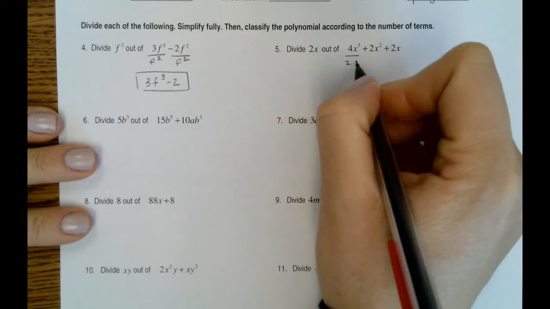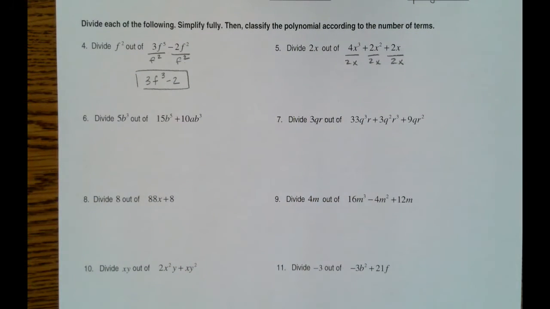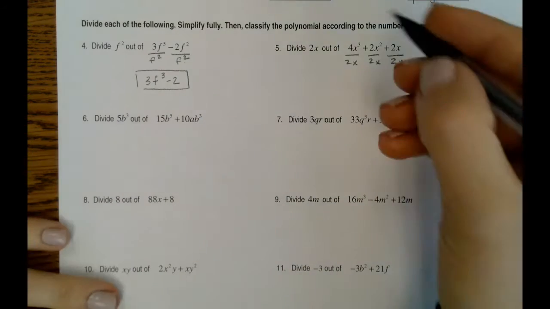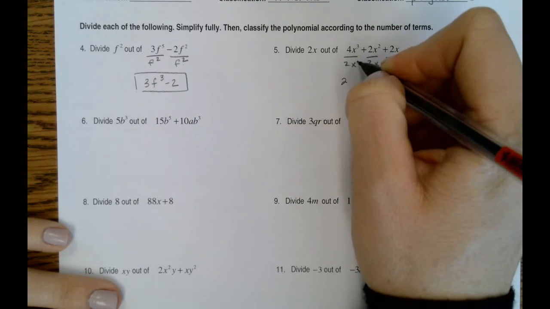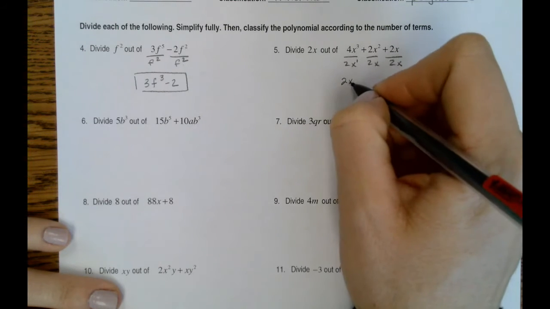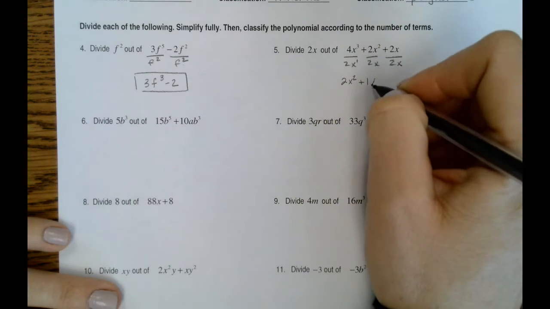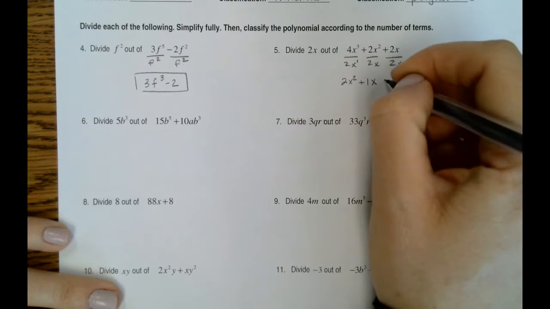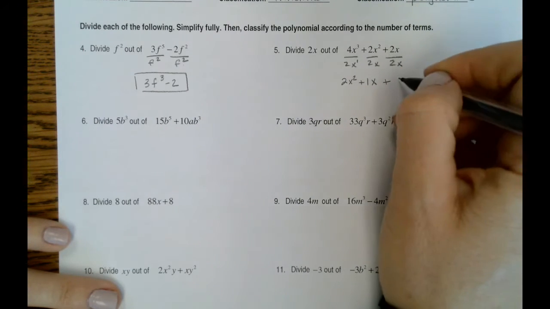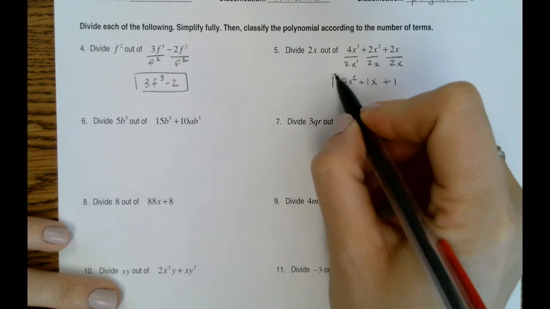Okay, here we're going to divide out or factor out a 2x. Okay, so 4 divided by 2 is 2. X cubed divided by x to the 1st, we subtract those exponents, we'd have x squared left. 2 divided by 2 is 1. X squared over x, we have 1x left because we had 2 and 1 here. And then 2x divided by 2x, well, if the 2 divided by 2 is 1, and the x divided by x, those are gone. So we have 2x squared plus x plus 1.